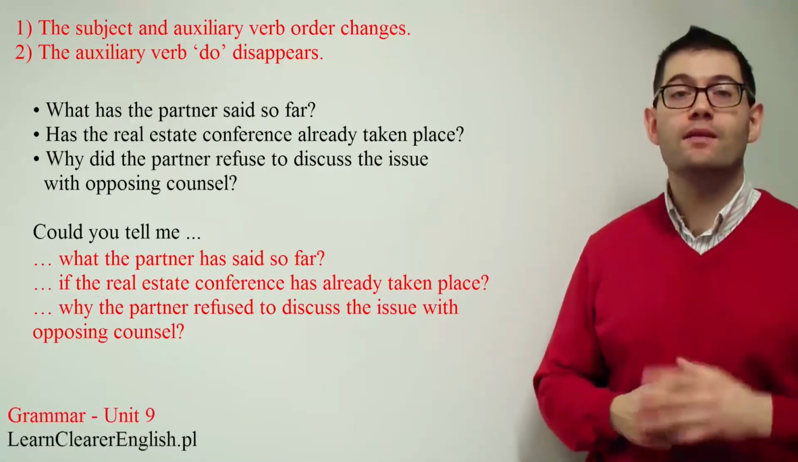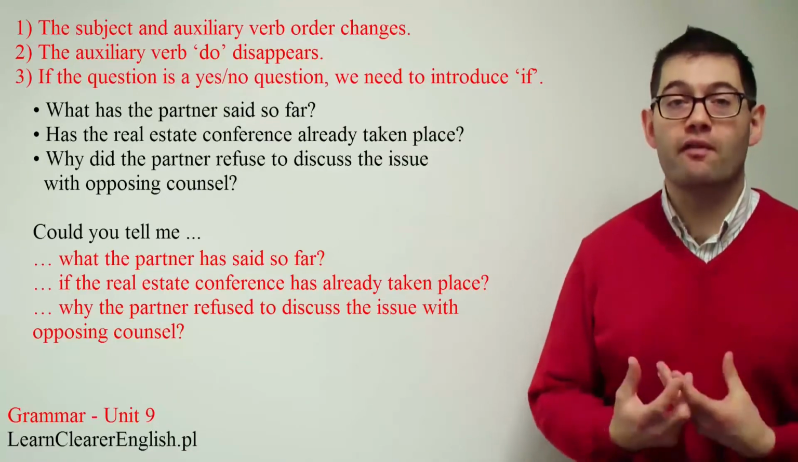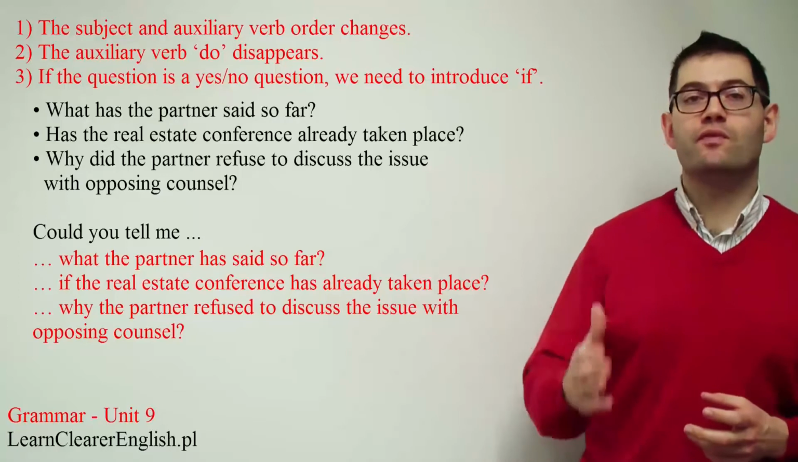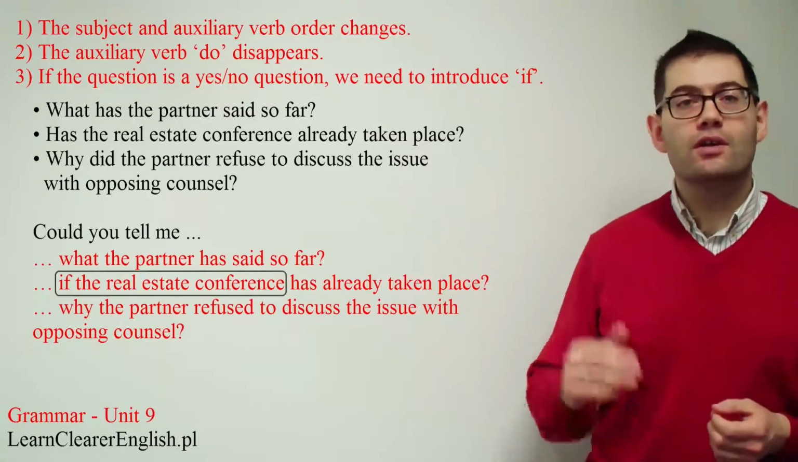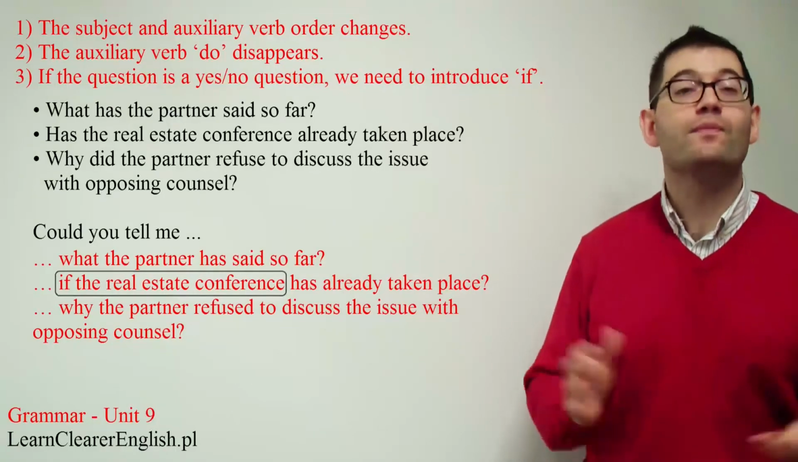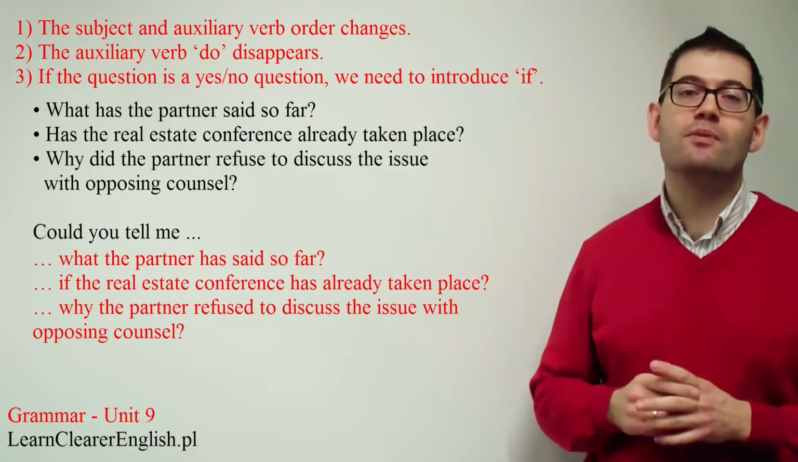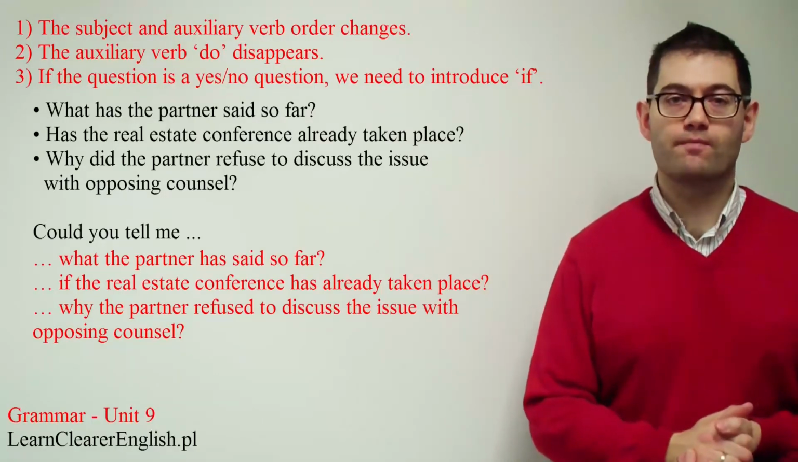And lastly, 3, if the question is a yes-no question, we need to introduce "if". "Has the real estate conference already taken place" becomes, "could you tell me if the real estate conference has already taken place?" Easy peasy. If you remember those 3 rules, you won't have any problems with indirect question forms.